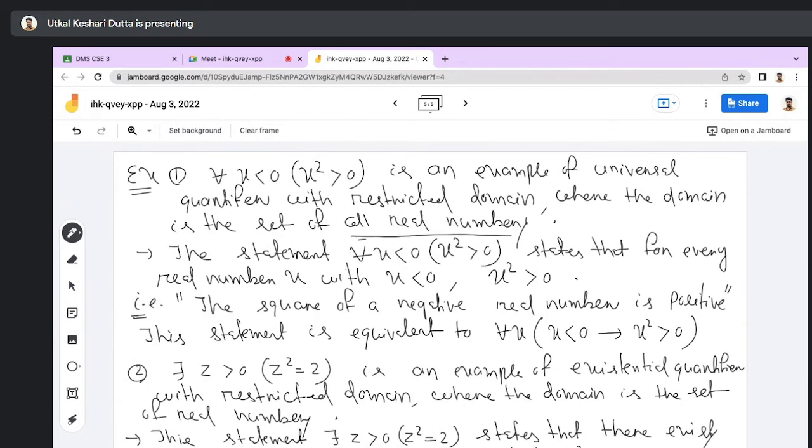Then tell me, in one sentence, what will represent this? There exists z greater than 0, such that z square will be equal to 2. Any idea? See, z square equal to 2. What will be z? z will be square root of 2. That may be plus, that may be minus, but it is given that z will be positive. That means that will be the positive square root. That means you can write, there is a positive square root of 2. That is the same meaning.